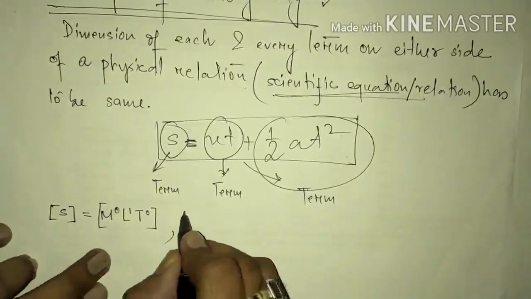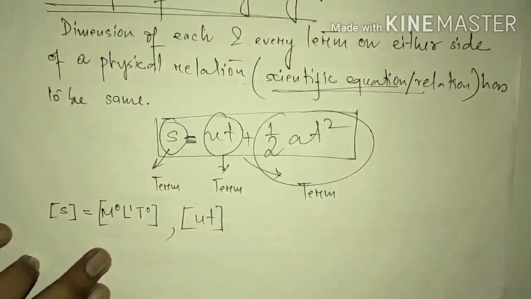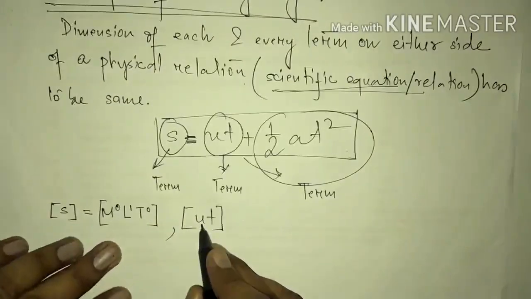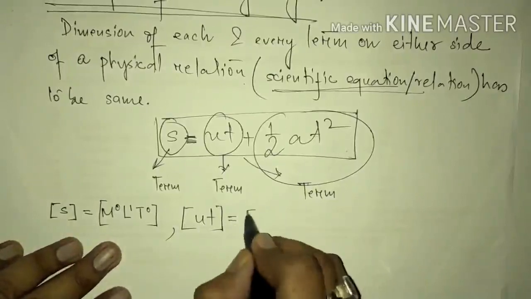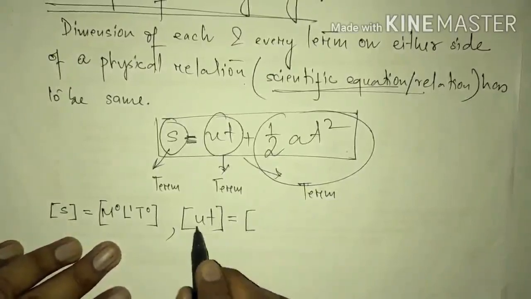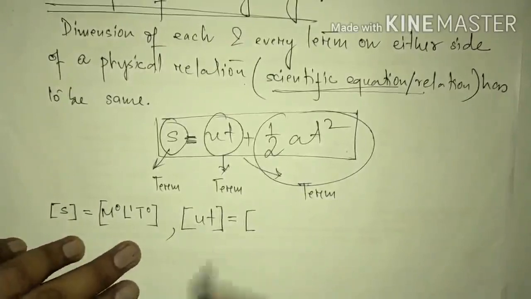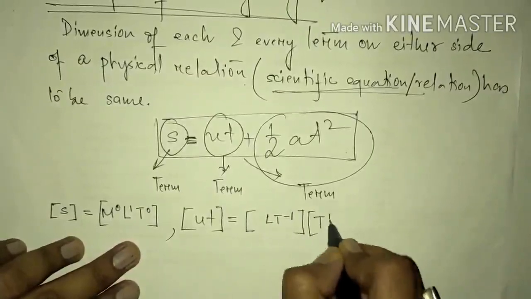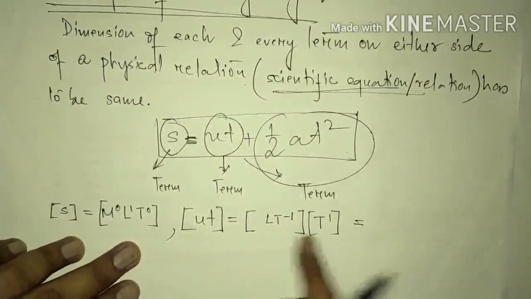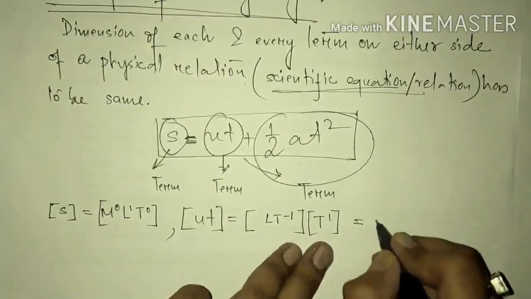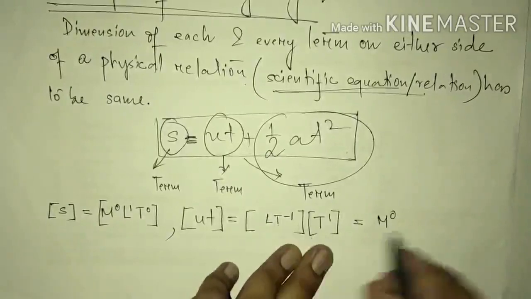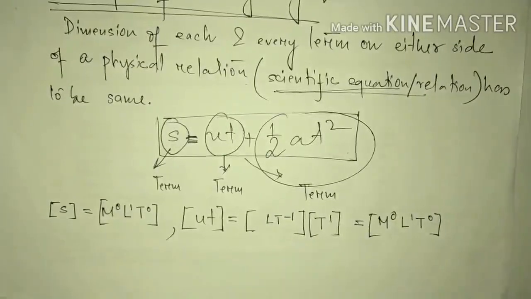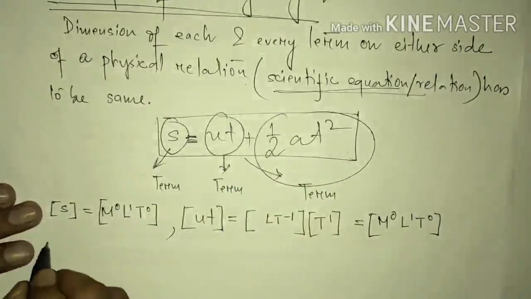Now what is the dimensional formula of ut? There are two quantities, u and t. T is a fundamental one, but u, the initial velocity, is a derived quantity. So the dimension of ut will comprise the dimension of velocity as well as the dimension of time. What is the dimension of velocity? It is L T to the power minus 1. And what is the dimension of time? It is T to the power 1. So combining these two terms, I can write M to the power 0 because there is no M, L to the power 1 and T to the power 0. So this is the dimension of ut. What is the dimension of half at square?